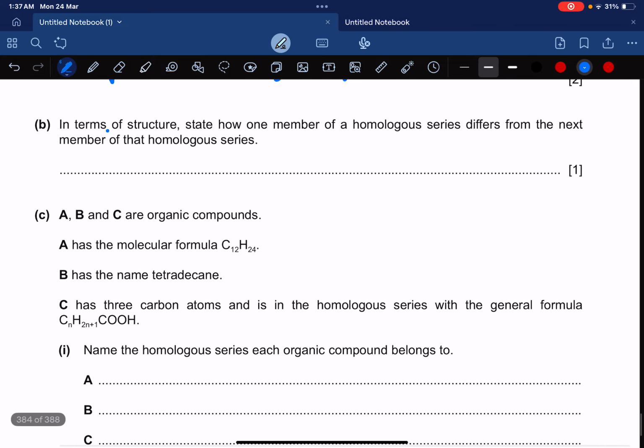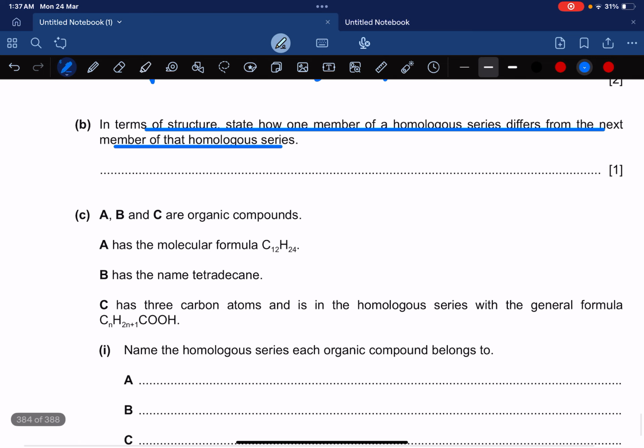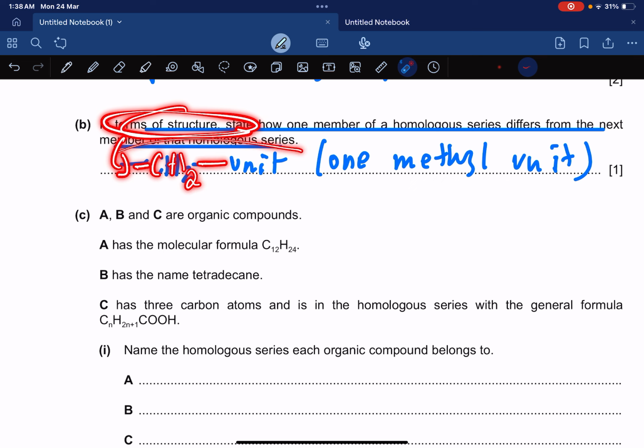In terms of structure, state how one member of a homologous series differs from the next member. Always remember that every member of the homologous series differs by one methyl unit, which is CH2. CH2, यहाँ पे extension bonds are important. So one methyl unit. It can be written as one methyl unit. But what they were asking for in terms of structure. Structure का मतलब है ये structure बना के दिखाने CH2 का. This is one methyl unit.